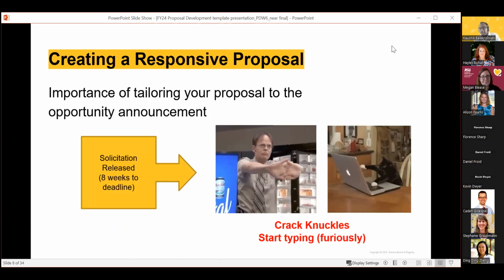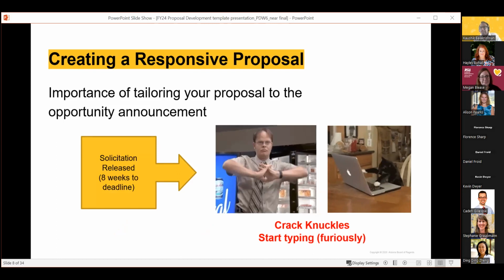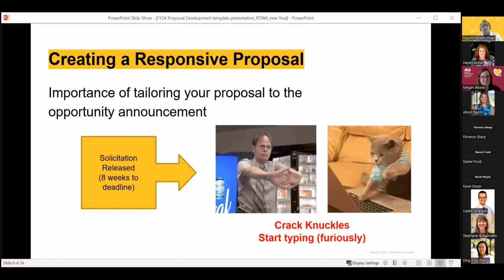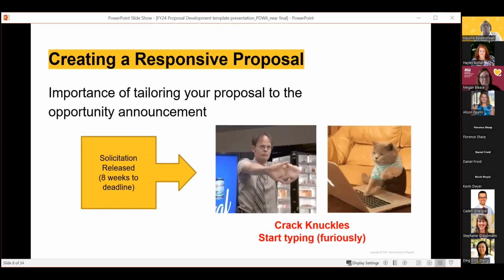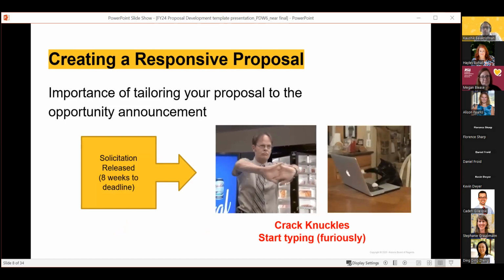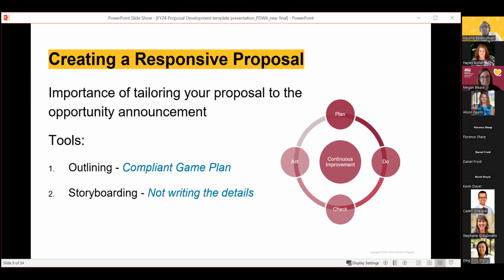Well, this is a normal reaction. As a former researcher, this is something I'm used to doing, where I see a solicitation and I'm just starting to type up. But the tools of the trade we are trying to share with you today are to slow down. We'll explain the rationale for slowing down a little bit. It's to first focus on creating a responsive proposal. This actually means not writing anything right now, just taking the solicitation, shredding it completely, creating an outline part, and then Megan will walk us through the storyboarding aspects of it.